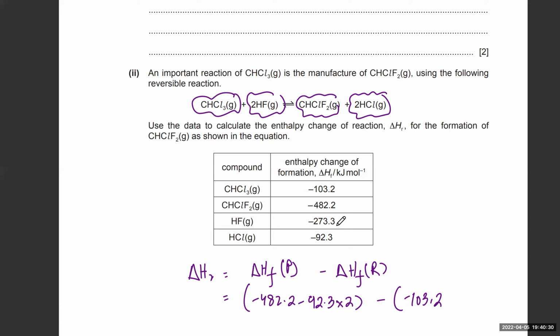And 2HF, that is minus 273.3, HF times 2. That's the answer to this one. And make sure, try and actually solve these questions on your calculator, because you have to be really good with your calculator.